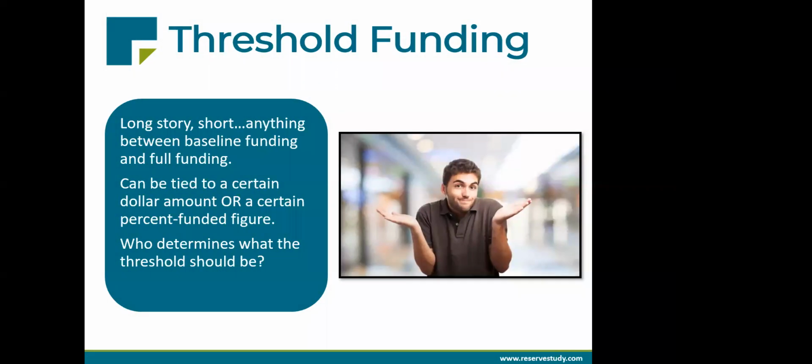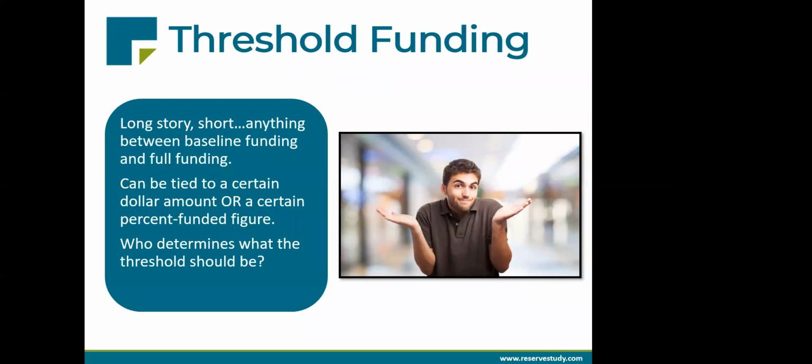Okay, I'm not going to spend a lot of time on this next option here, but it's pretty simple to understand. Basically, threshold funding means picking any objective between baseline and full. So you could say you pick a target and then you design your funding plan accordingly. So for example, you could say, instead of seeking 100% funded as our target, let's say we want to just become 70% funded. Or another way to say it is, we want to make sure we never drop below $1 million in our pooled reserve fund, right?